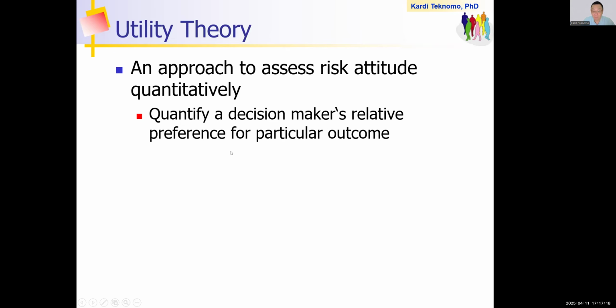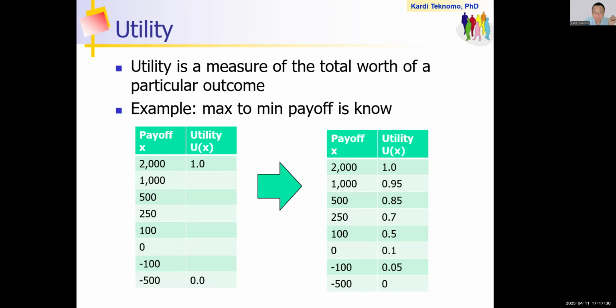So order matters for particular situations or particular outcomes. So here is how you create utility. Utility is a measure of the total worth of a particular outcome. So this is an example. How are you going to make utility?